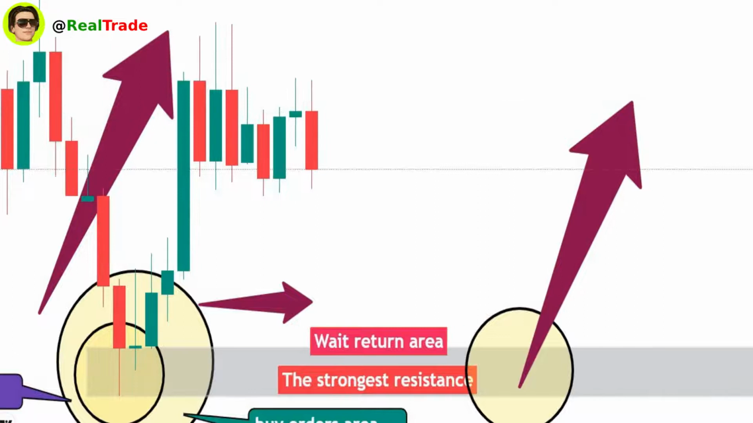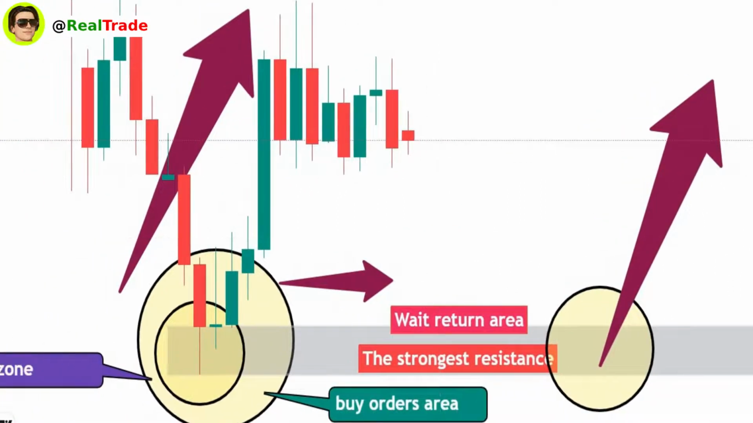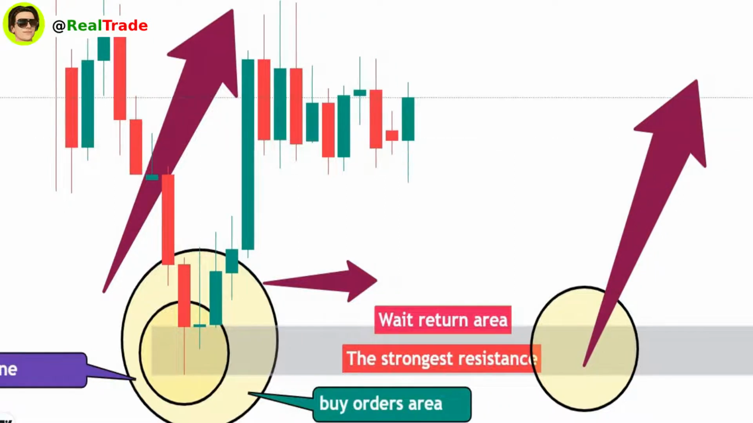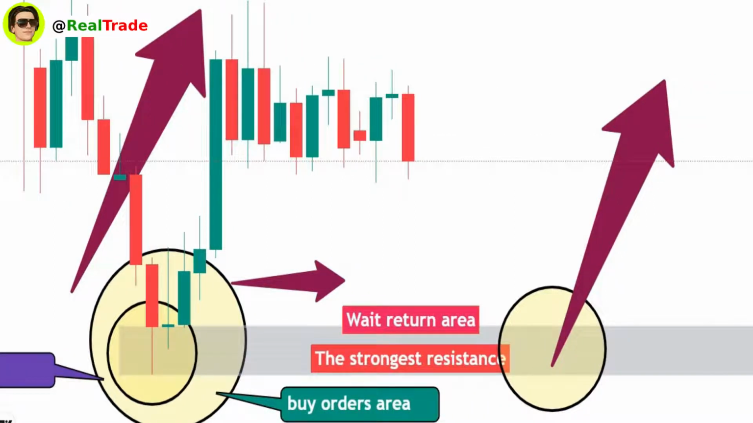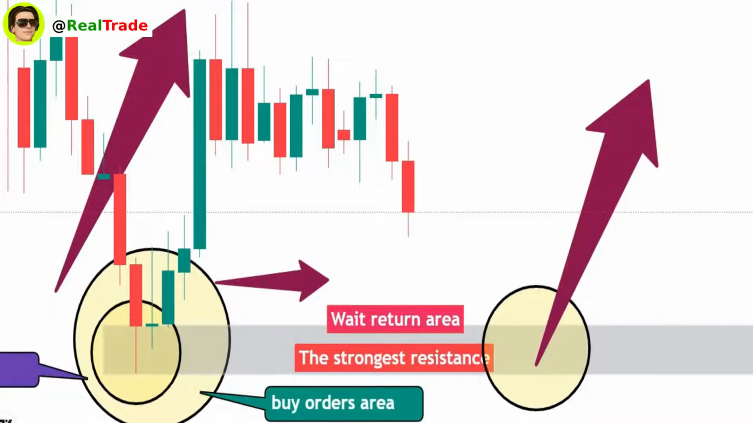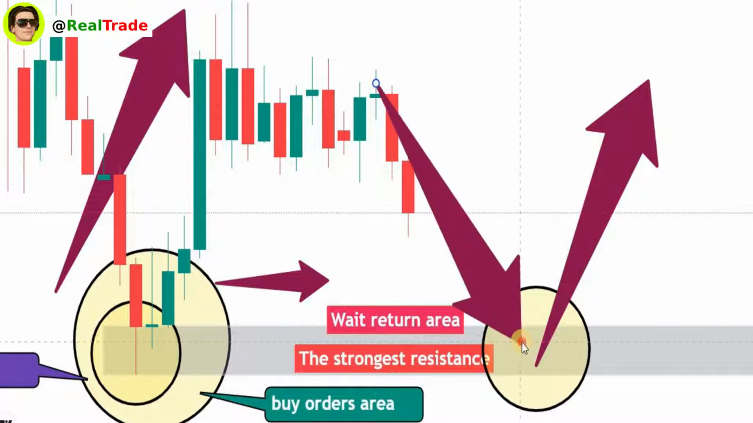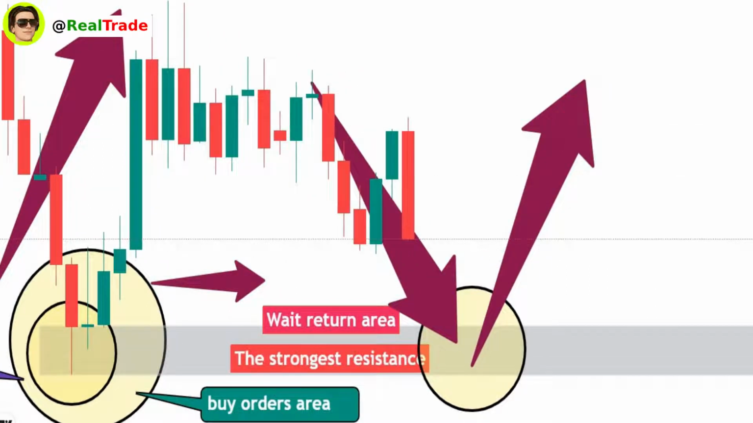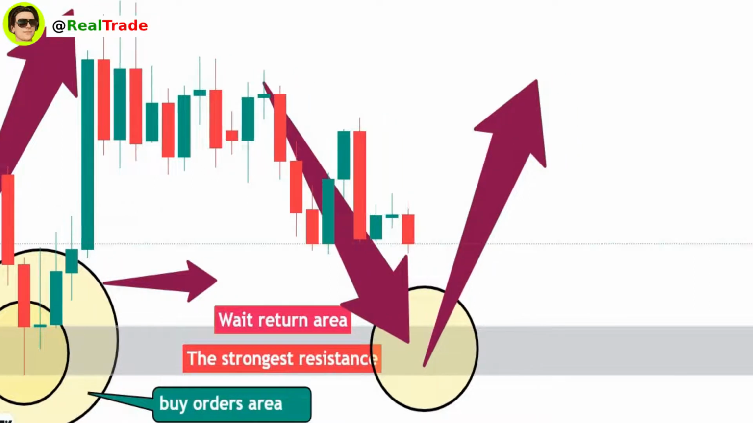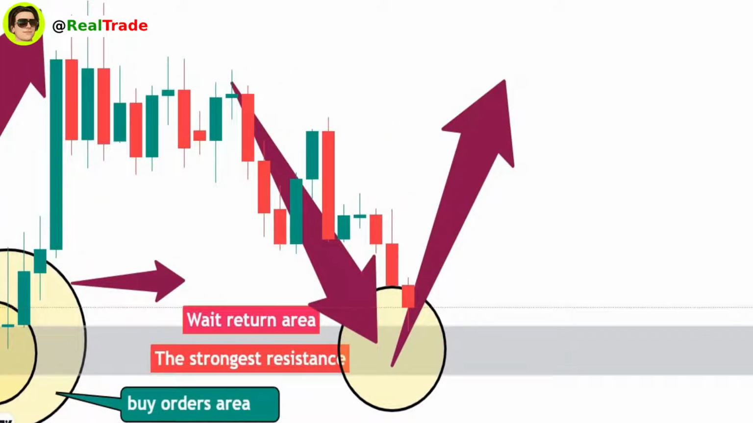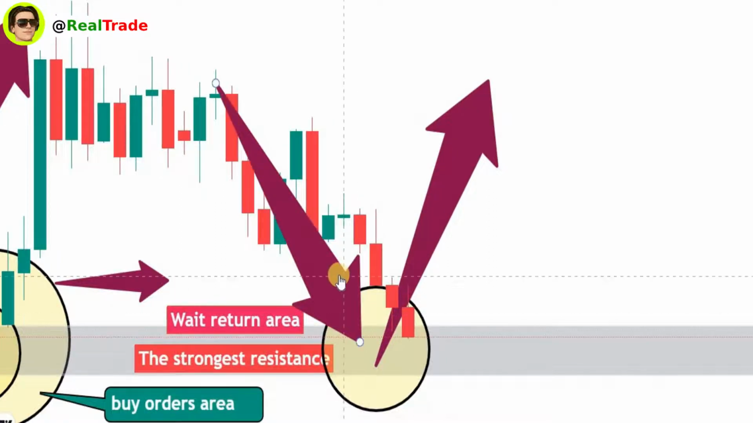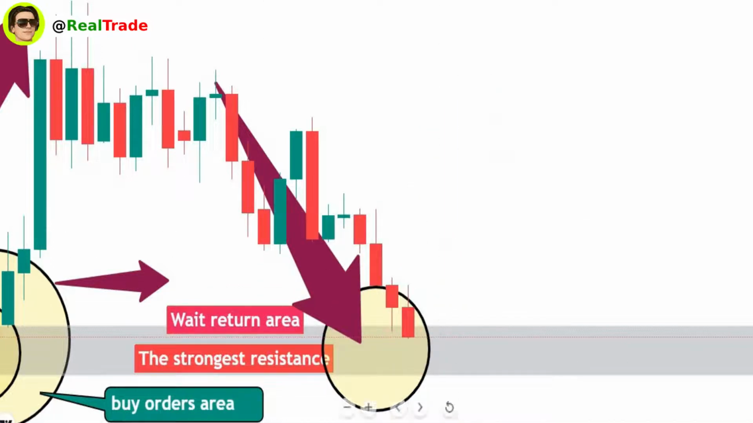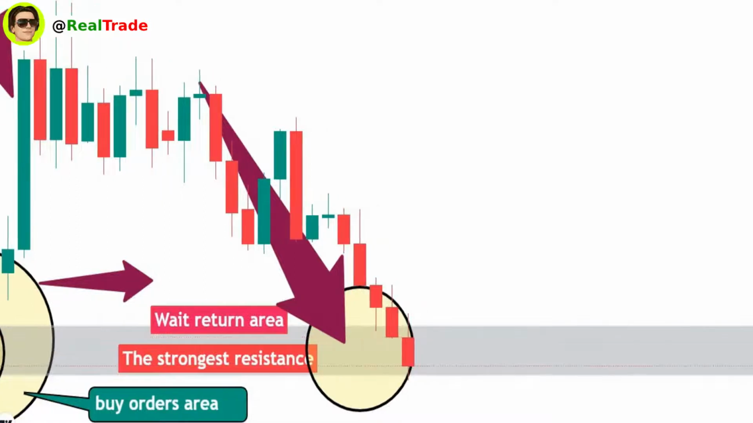Continue. Next candle. Continue. Look at the candle. Full candle, big candle, fast sell. Continue. Next candle, big candle. Continue. All candle is full and big.